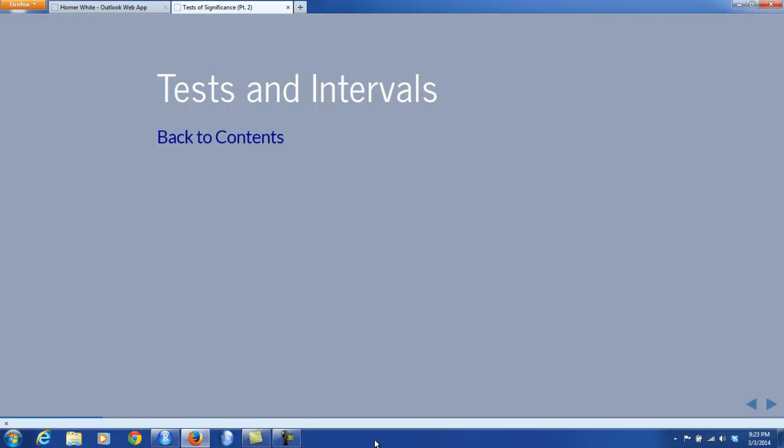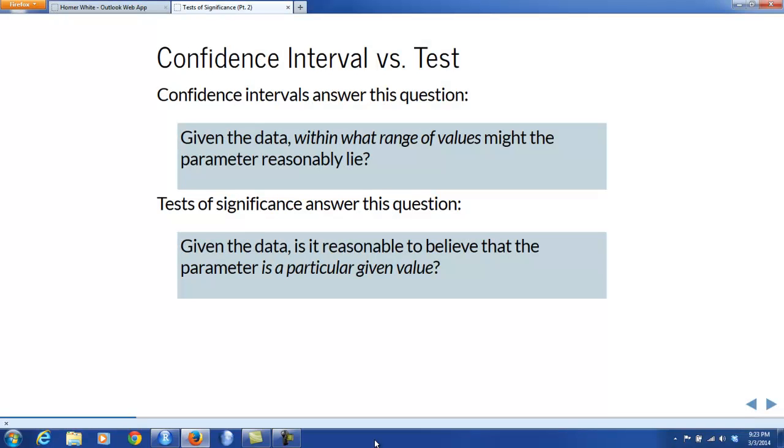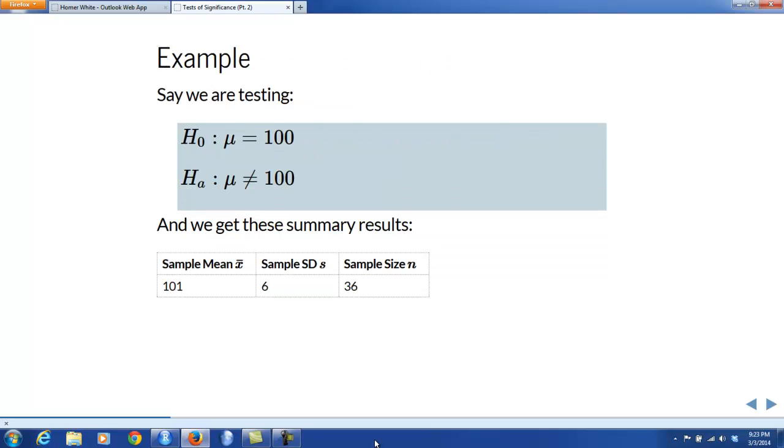Let's look now at the relationship between tests and intervals. Remember the fundamental difference between the two. Confidence intervals answer the question, given the data, within what range of values might the parameter reasonably lie? And tests of significance answer the question, given the data, is it reasonable to believe that the parameter is a particular given value? Let's take an example.